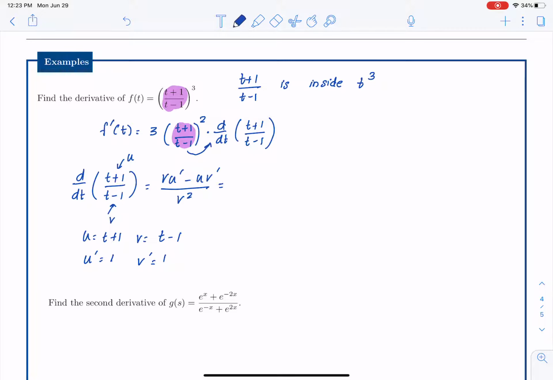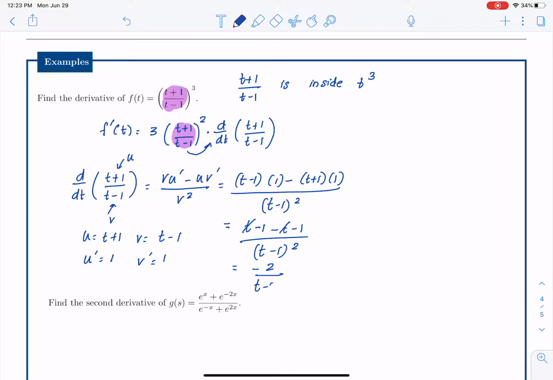So that would mean we have (t - 1) times 1 minus (t + 1) times 1, divided by (t - 1) squared. So that would give us (t - 1 - t - 1) divided by (t - 1) squared. The t's would go away and we'll have negative 2 divided by (t - 1) squared. Mind you, that is not the answer. We have to take this answer and plug it in here.